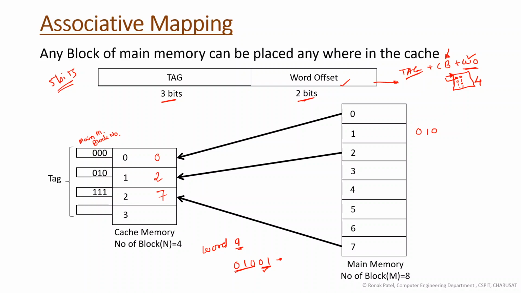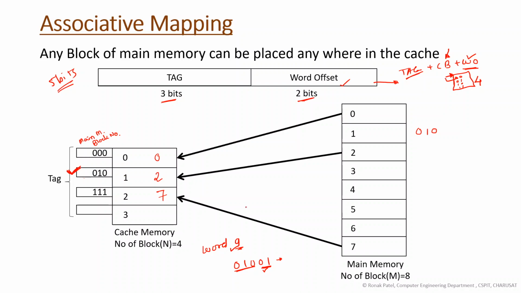So what I need to do? I need to start comparing this tag with these tags. First is 000. No. 010? Yes, it is there. So now the block which contains word number 9 is present in cache. It is here.